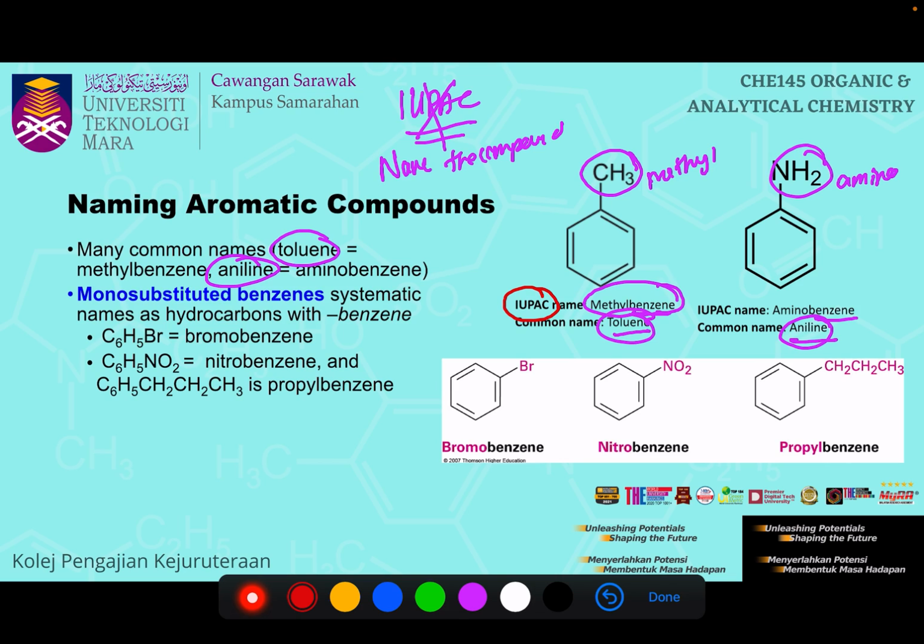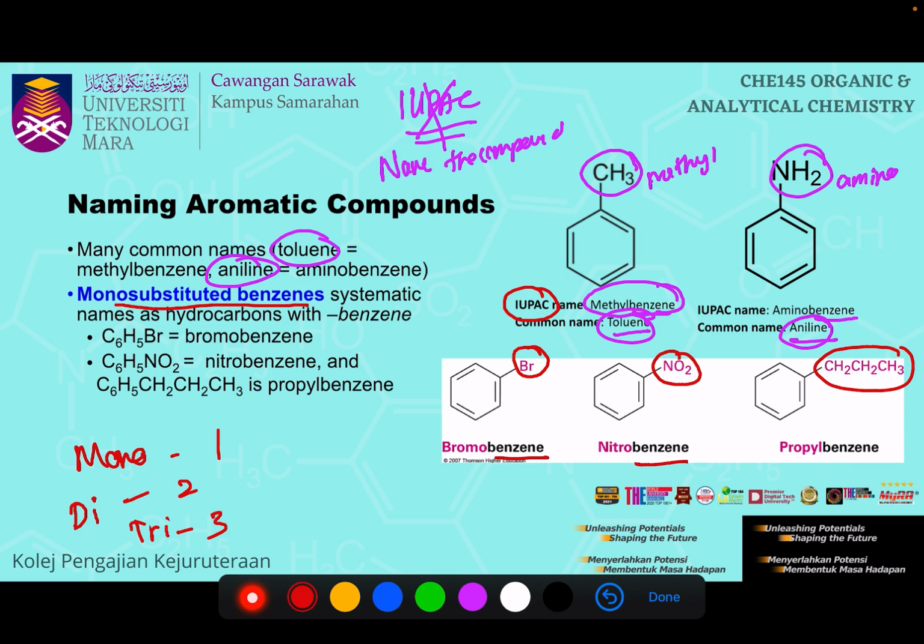So these are mostly known as monosubstituted benzene. Mono means one. Later on we have the disubstituted and trisubstituted, so di will have 2, and tri will have 3. Monosubstituted means we have one substituent attached to the benzene ring. So it is systematically named as a hydrocarbon with benzene as the parent, and the substituent will be the prefix. So we have bromo for bromine, nitro for NO2, and then propyl.